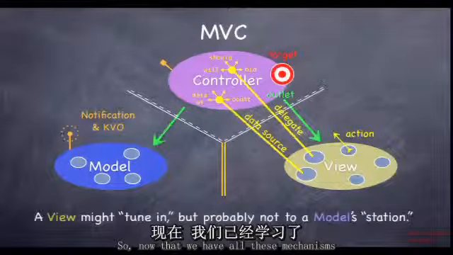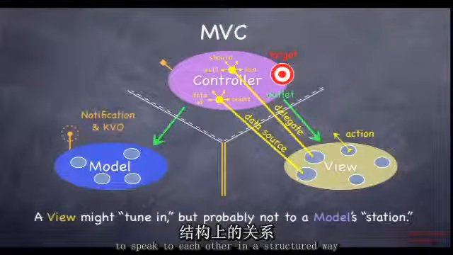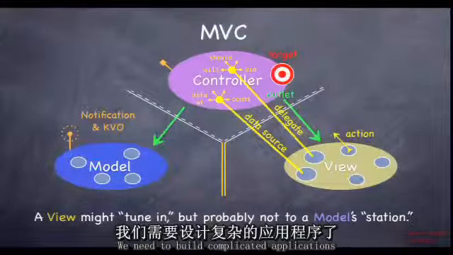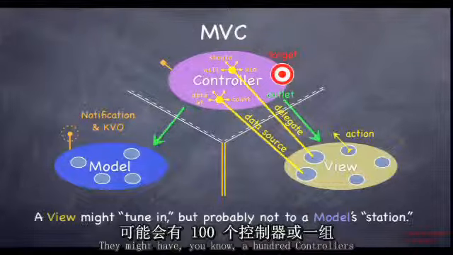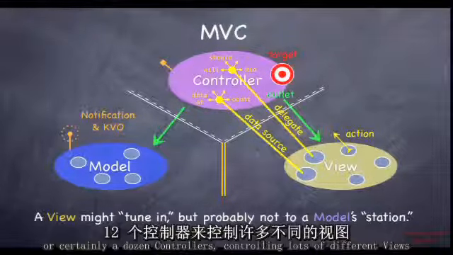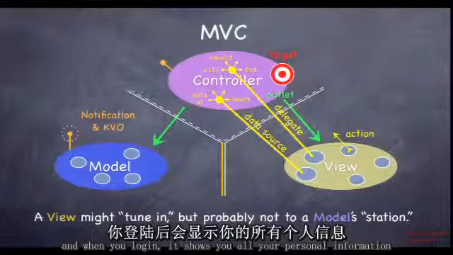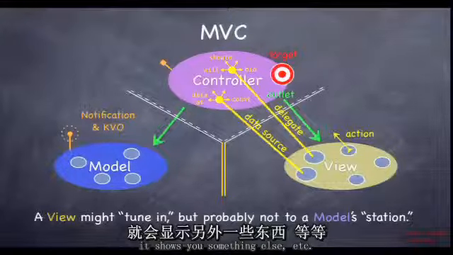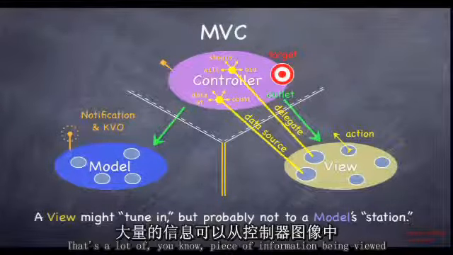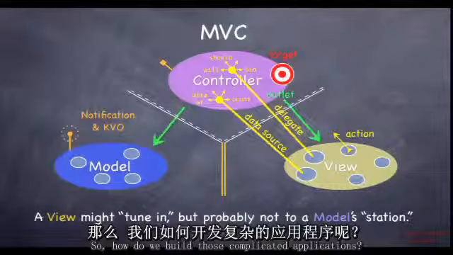So now that we have all these mechanisms for getting these different camps to speak to each other in a structured way, we need to build complicated applications, because complicated applications have a lot more than just one controller controlling a view. They might have 100 controllers, or certainly a dozen controllers controlling lots of different views, right? You have a view that's got a login screen, and when you log in, it shows you all your personal information. Then you click on something, it shows you a table of information. You click on something in that table, it shows you something else, etc. That's a lot of pieces of information being viewed and managed from the controller. So how do we build those complicated applications?